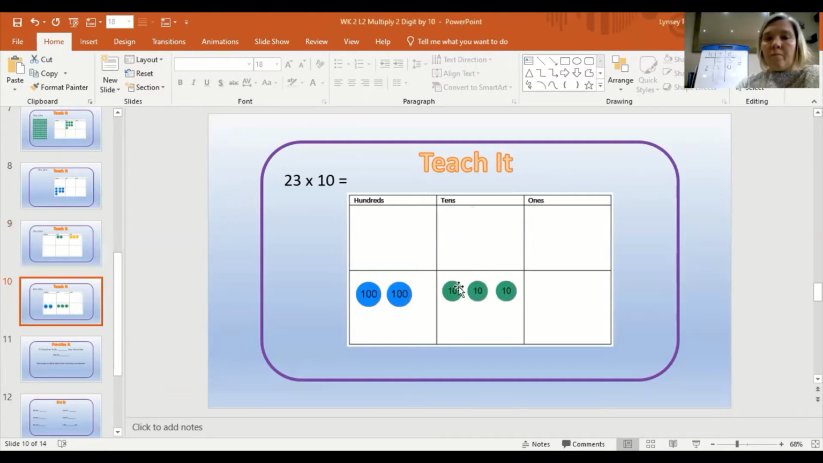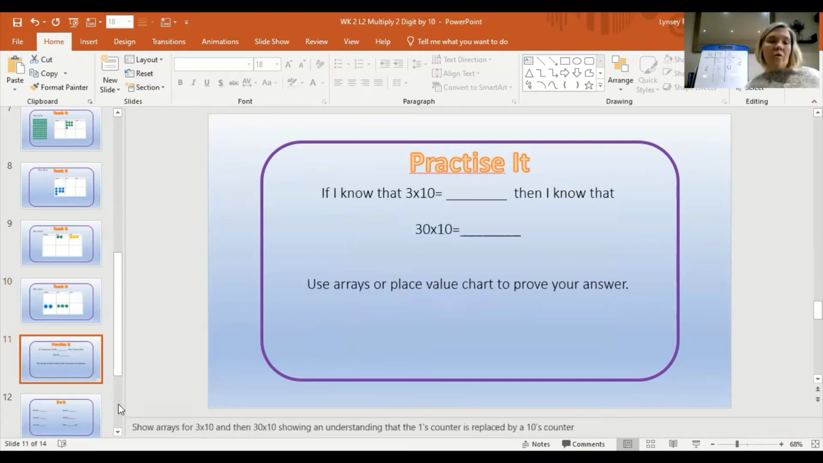And there we are, okay? We've got 2 100s and we've got 3 10s. We've got no ones. So we would put a 0 here, okay? And it would become 230. Okay, have a go on your own, Year 3.